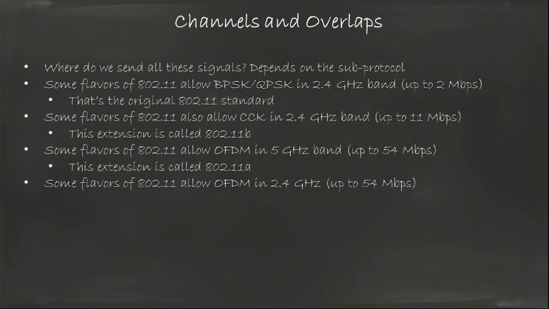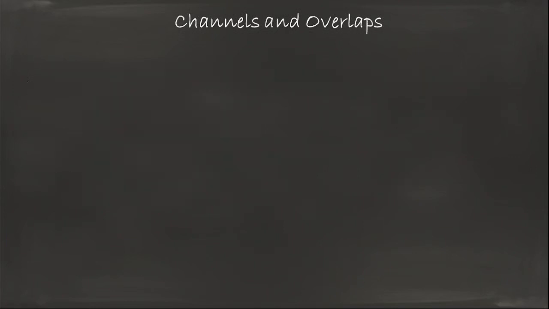And then the same flavor of OFDM was brought from 5 GHz into the 2.4 GHz band, allowing still the same 54 megabits per second, same technique, just brought from 5 GHz into the 2.4 GHz band. That happened in 2003, and that bears the name 802.11g. So 802.11b and g are in the 2.4 GHz band. 802.11a is in the 5 GHz band.